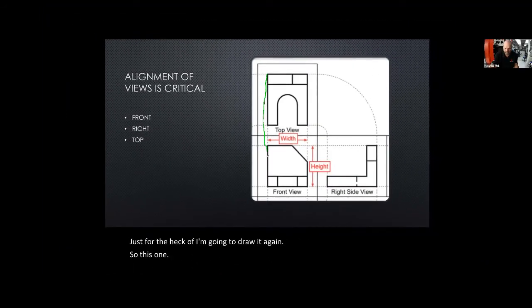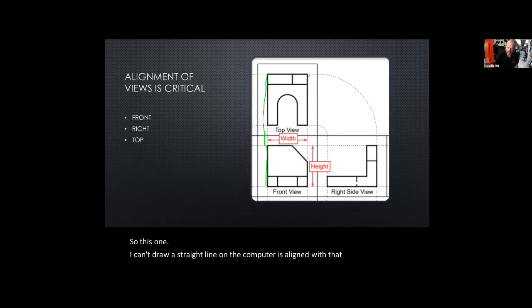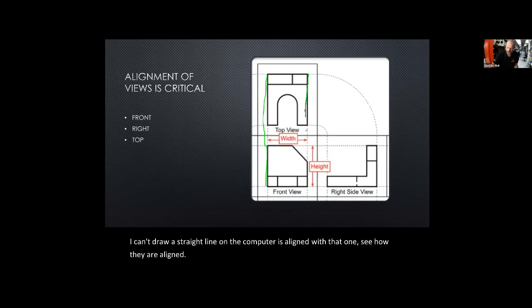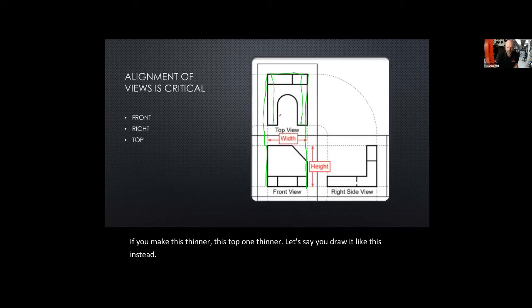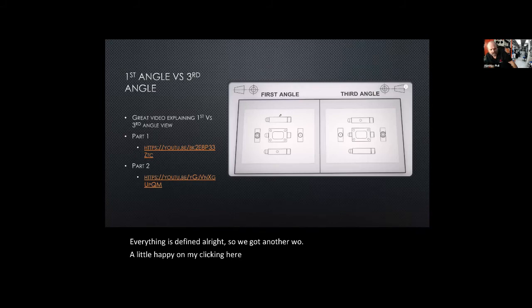Well, I can't draw a straight line on the computer. It's aligned with that one. See how they're aligned? Exactly. If you make this top one thinner, let's say you draw it like this instead, then it's wrong.